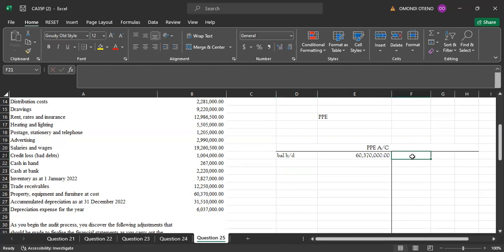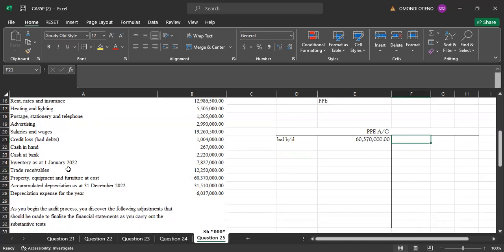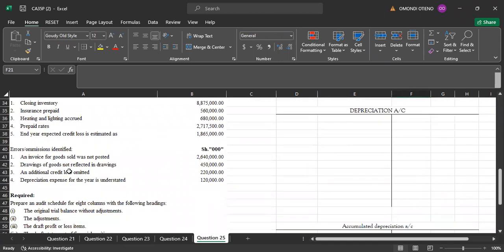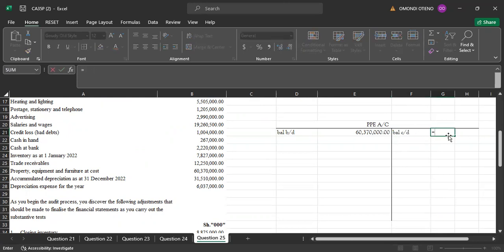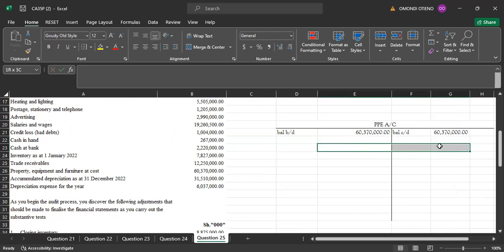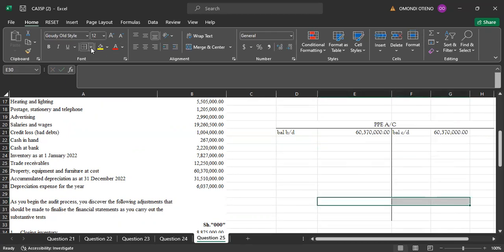Was there any non-current asset, that is PPE, which was disposed during the year? Are we having any information of that kind? There is no disposal indicated there. We don't even have anything to do with proceeds on disposal of PPE. So at the end of the year, because we are keeping this asset account at cost, our balance carried down will remain this particular figure. At the end of the year, our PPE account will be balancing by this figure.